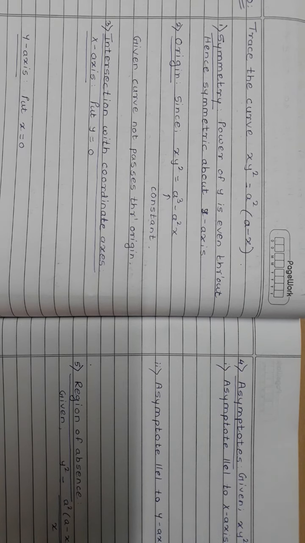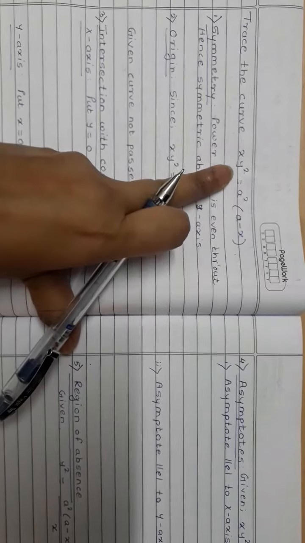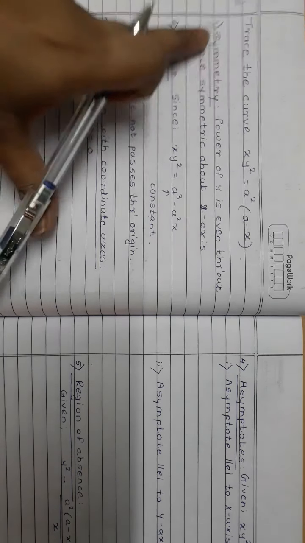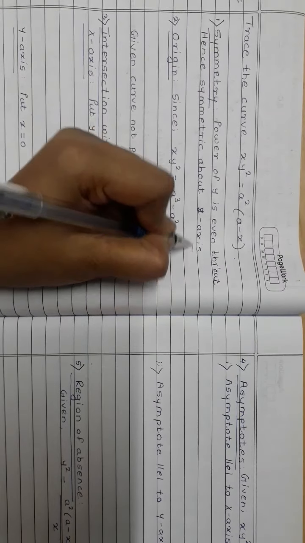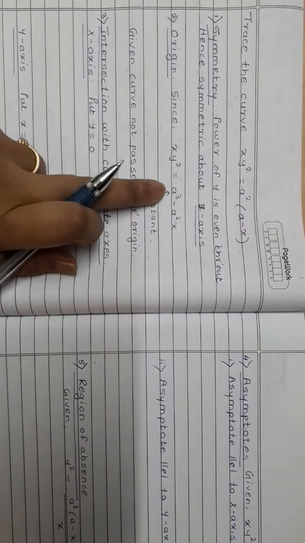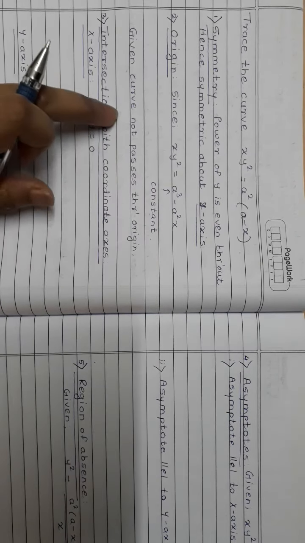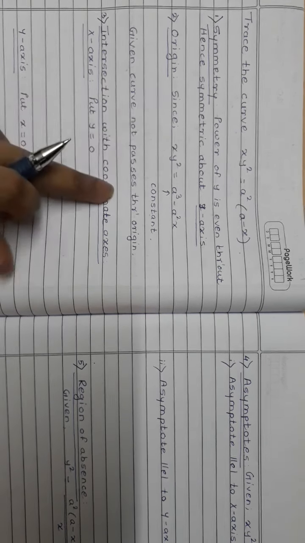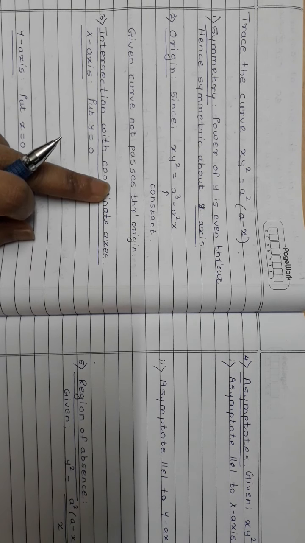Hello everyone. We have started with some examples based on curve tracing of Cartesian curves. Here my next example is xy square is equal to a square into (a minus x), right? So here the power of y is even throughout, so that means this is symmetric about the x-axis. And since an absolute constant is present in the equation, it will not satisfy the condition f(0,0) = 0, so it doesn't pass through the origin.